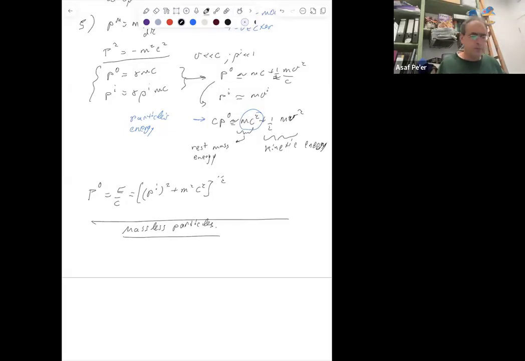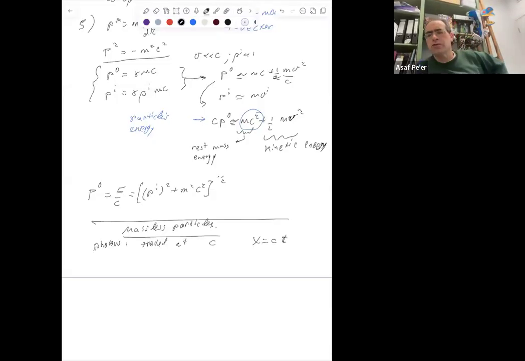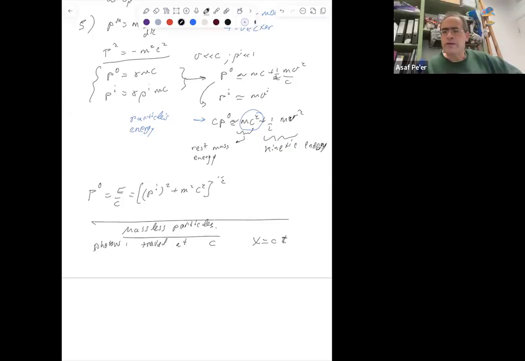So photons, of course, have to travel at the speed of light. Photons travel at c, so x is equal to ct. What does it mean? If you want to specify a photon world line, can I use tau? No. Why not? Because it won't experience time. Exactly, right? I don't know if you thought of that.